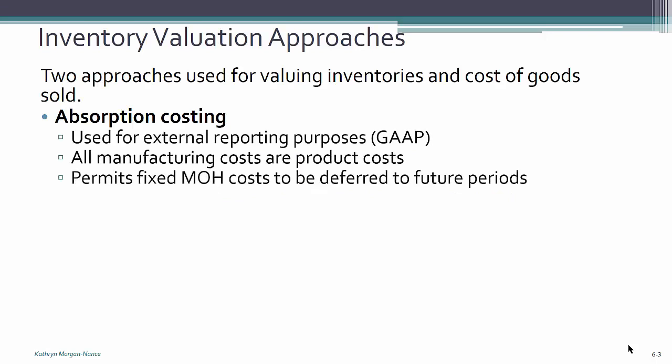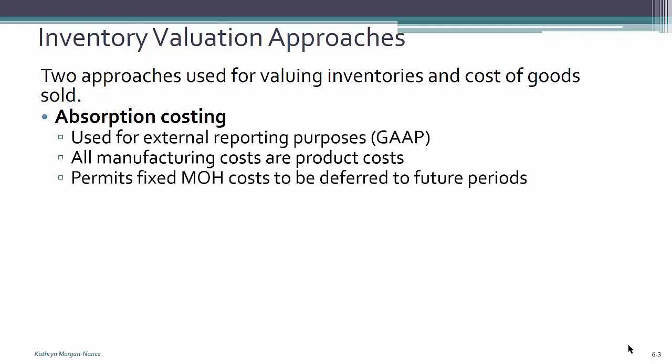2 general approaches are used for valuing inventories and cost of goods sold. One approach, called absorption costing, is generally used for external reporting purposes. I mean GAAP, generally accepted accounting principles here. Absorption costing treats all manufacturing costs as product cost. An issue of absorption costing is that it allows income to rise as production rises.